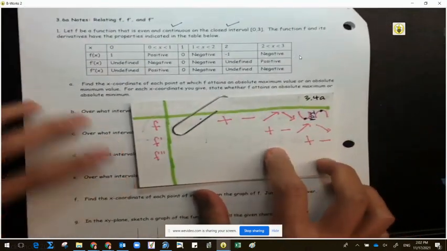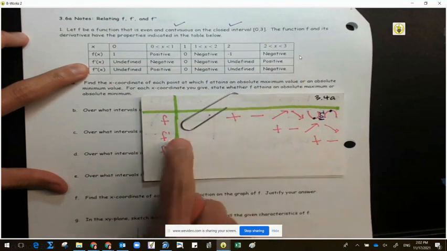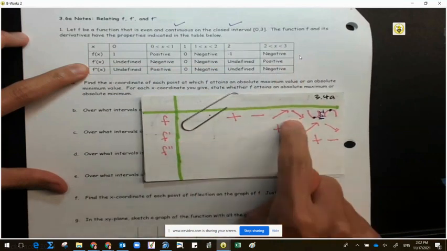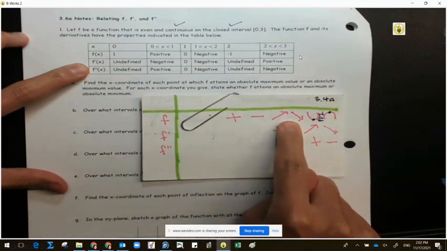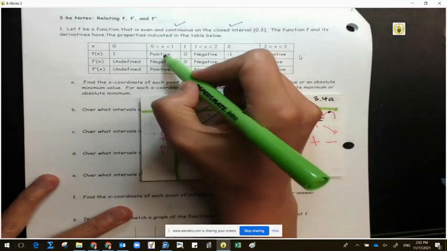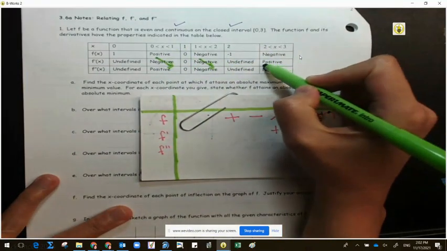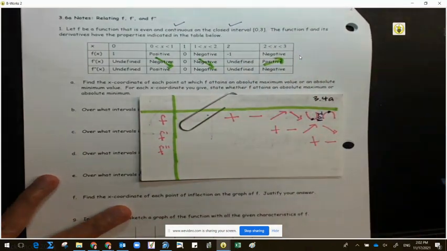So on here, we know if f prime is negative or positive, my original graph is going up or down. Let's write on here: when f prime is negative, the graph is going down. When f prime is positive, the graph is going up.